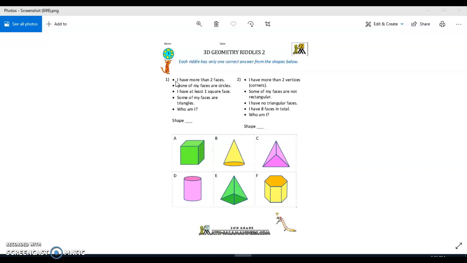For the first one, we have: I have more than 2 faces. None of my faces are circles. I have at least 1 square face. Some of my faces are triangles. Who am I? And then here in the bottom, you're going to write me the shape.